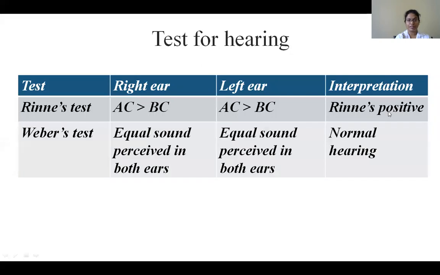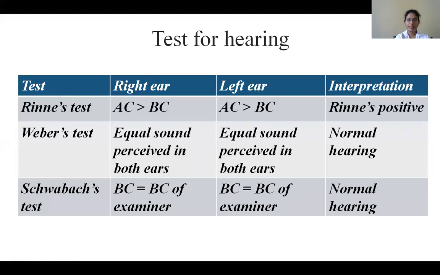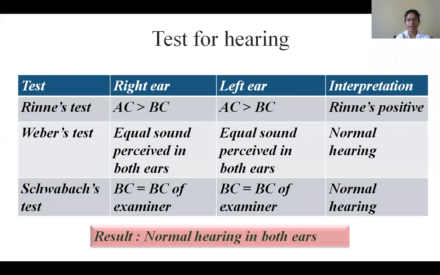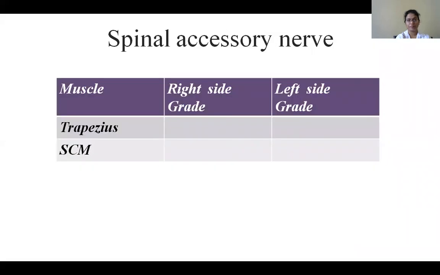Coming to Weber's test. In both right and left ear, the sound is equally perceived. So interpretation is normal hearing. And when you do Schwabach's test, bone conduction of the subject is equal to that of examiner in both right and left ear. So again, it is normal hearing. So after doing these three tests, what is the interpretation? That there is normal hearing present in both ears.